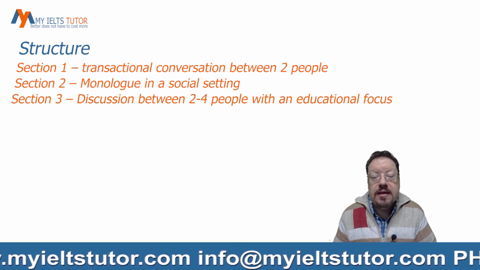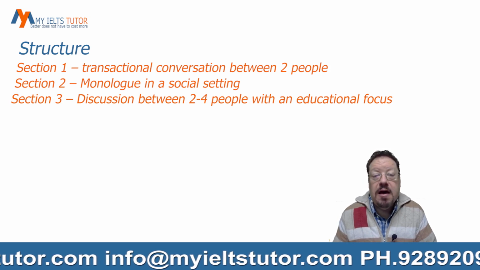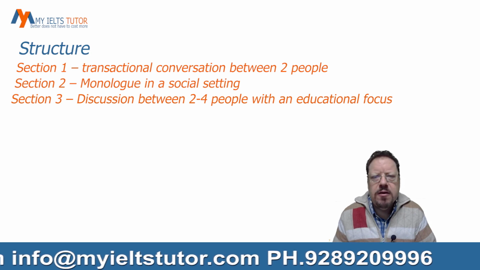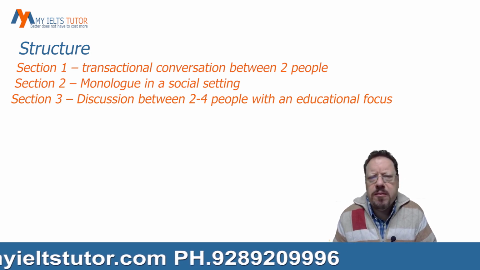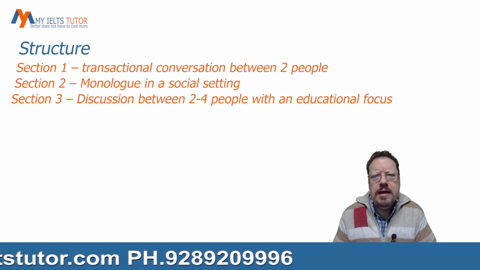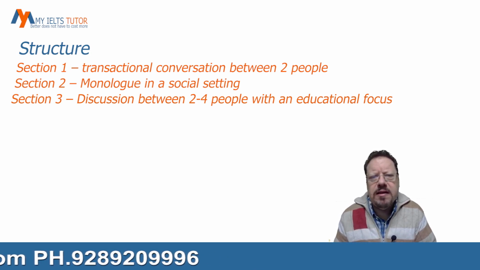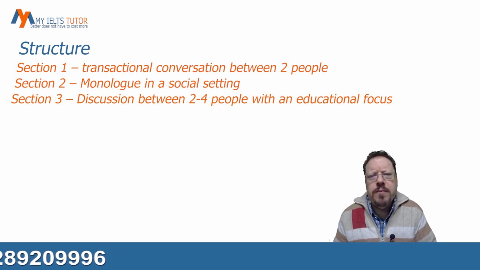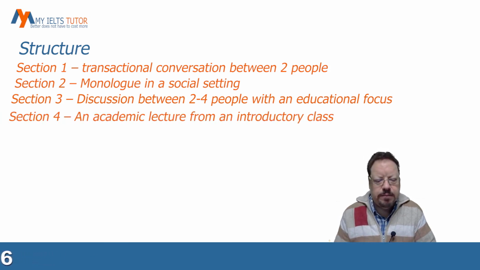Section 3 is a discussion between 2 to 4 people in an educational or training context. So this could be, for instance, a classroom discussion with a professor. Or it could be a student or students meeting with their teaching assistant to discuss a project. Or it's a group of students just meeting together to discuss something they learned in class.